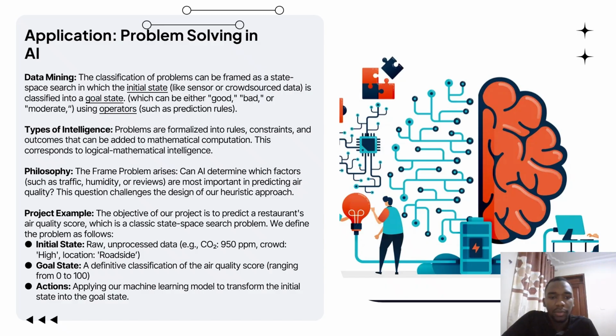Project example. The objective of a project is to predict a restaurant's air quality score, which is a classic state space search problem. We define the problem as: the initial state, raw unprocessed data, e.g. carbon dioxide, crowd, and location data; the goal state, which is a definitive classification of the air quality score ranging from 0 to 100; and the actions, which apply our machine learning model to transform the initial state into the goal state.